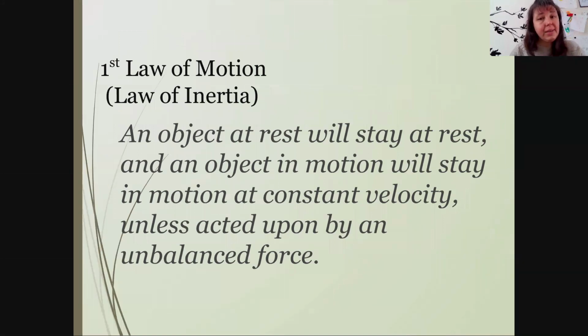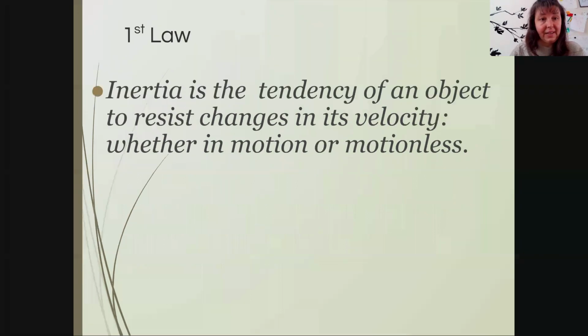We have different ways that we will say the first law, and so you'll hear that an object in motion will stay in motion unless acted on by an outside force. Another way that you can look at it is an object at rest will stay at rest, and an object in motion will stay in motion at constant velocity unless acted upon by an unbalanced force. The first law is known as the law of inertia. Inertia is the tendency of an object to resist change in its velocity, whether in motion or motionless.